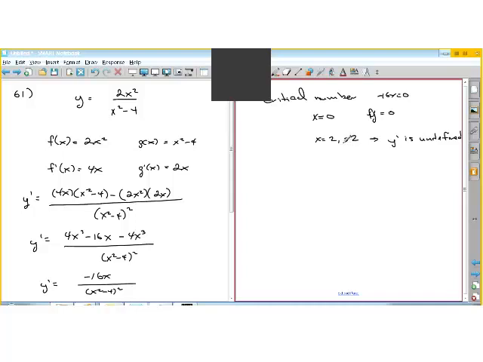Now, we also know those are locations of vertical asymptotes, so we really don't have to worry about those, even though those are critical numbers. We're not going to do anything about it. Okay, so that's the first derivative.